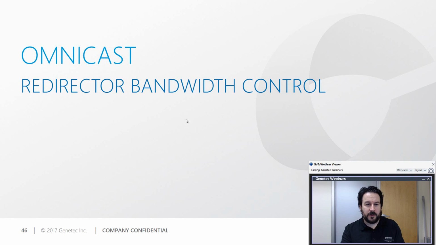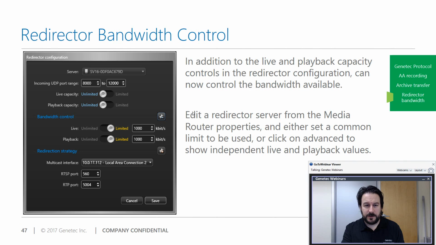Okay, this is one of the major functions for Omnicast for the video that we've added here. And this is the bandwidth controls for the redirectors. So previously we were able to do capacity controls in terms of the number of streams, but now we can actually control how much bandwidth is going through the redirector. So this is on a per redirector basis.